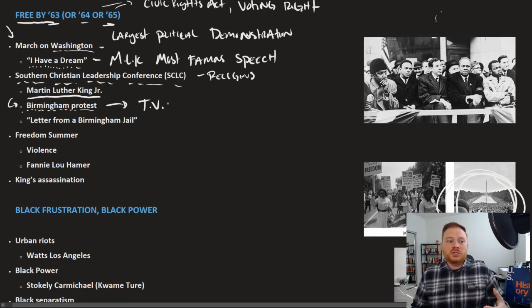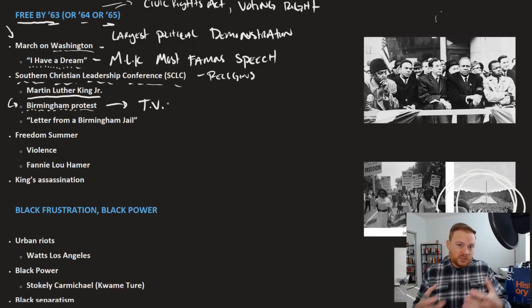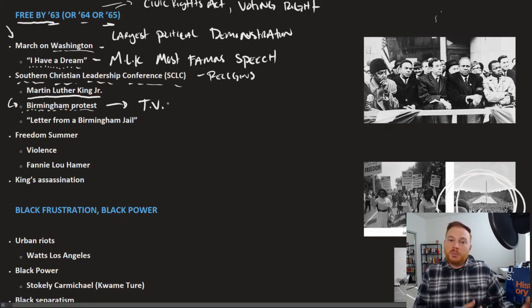These sorts of images being broadcast on TV not only reached a lot of audiences in America, but also reached audiences around the world. And so when we talk about President Kennedy having to confront civil rights in order to battle the Cold War, this is exactly what we're talking about. Images of people being shot with fire hoses in Birmingham, Alabama, is not doing a good job of winning the hearts and minds of people around the world.